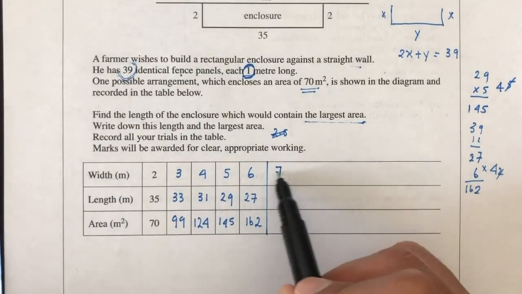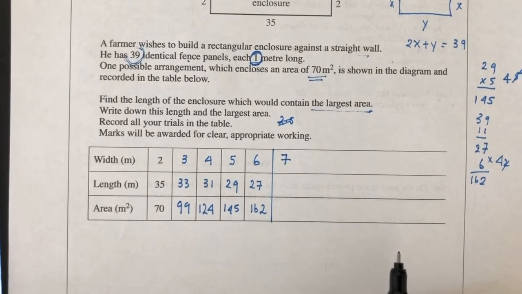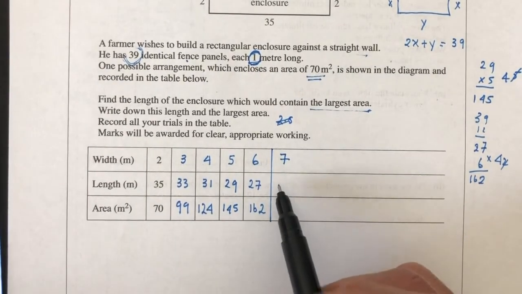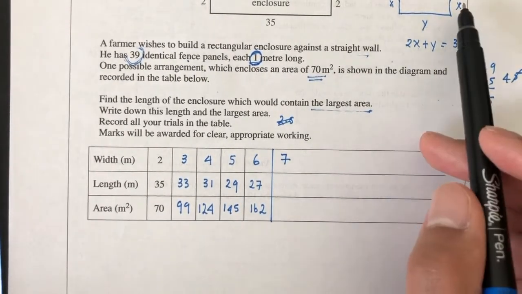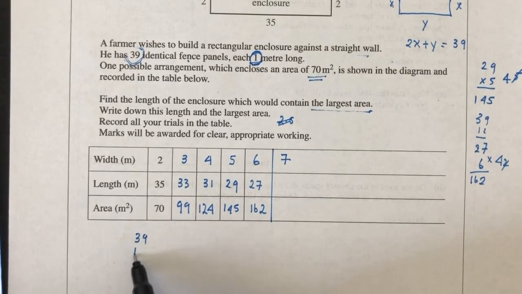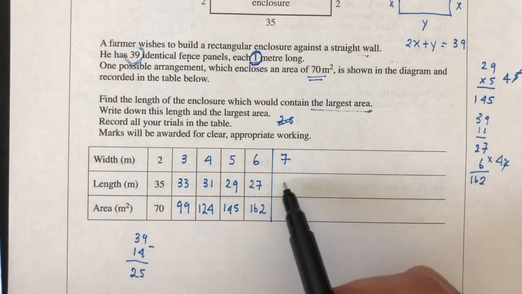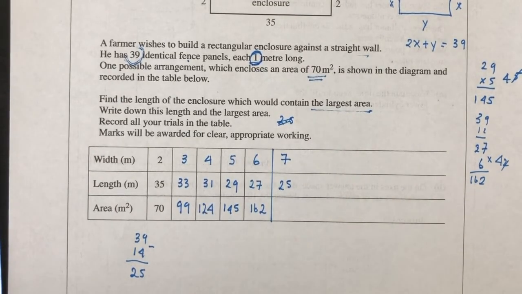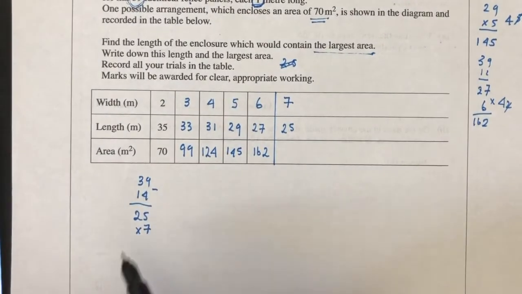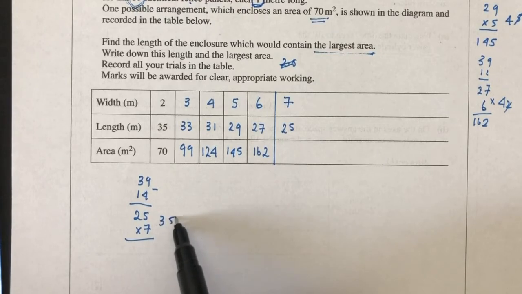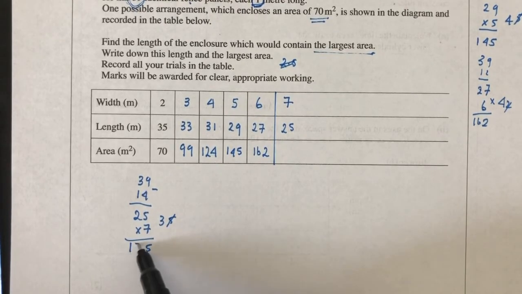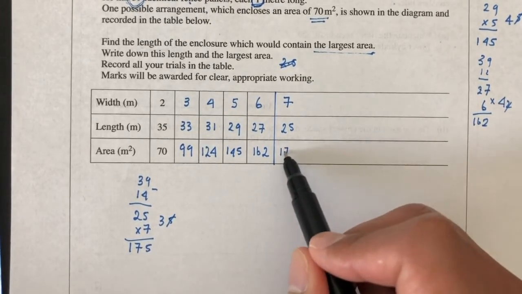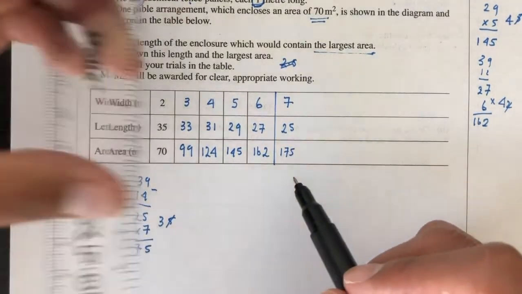Now we have 7. Let's go here. So 7, this one, the length will become what? 7 plus 7 is 14. So 39 minus 14, that will be 25. Okay, decreasing by 2 every single time. Fair enough. Times 7, that will give me what? 175. So we are still good. We have to keep going.